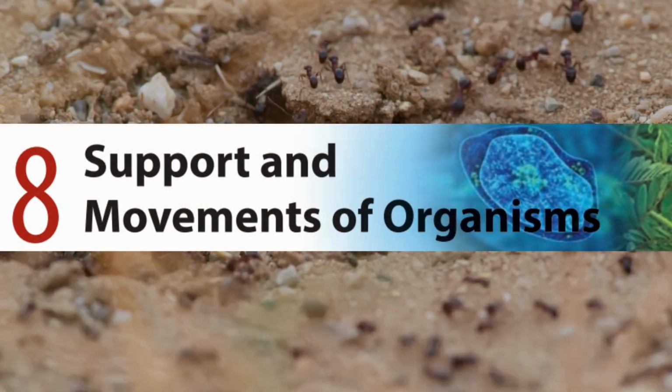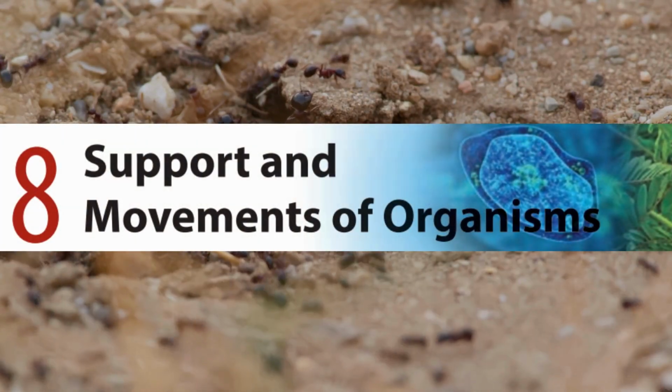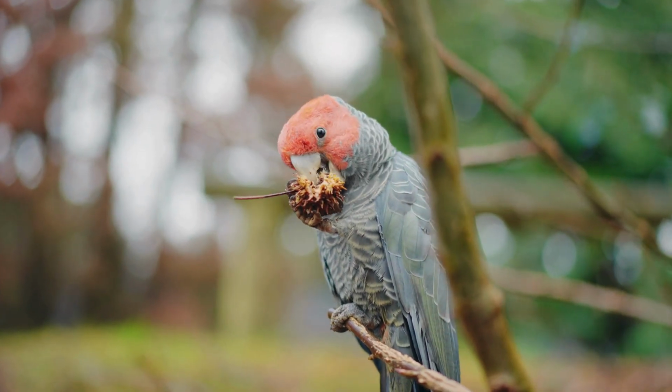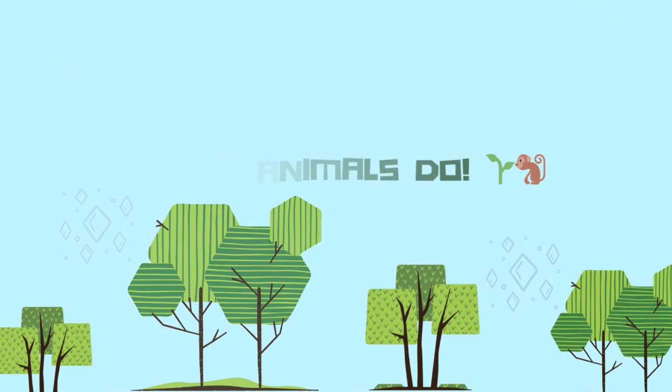We are going to learn lesson 8 from grade 9 science. Support and movements of organisms. Let's explore how both animals and plants move and stay supported, even though plants don't walk around like animals do.